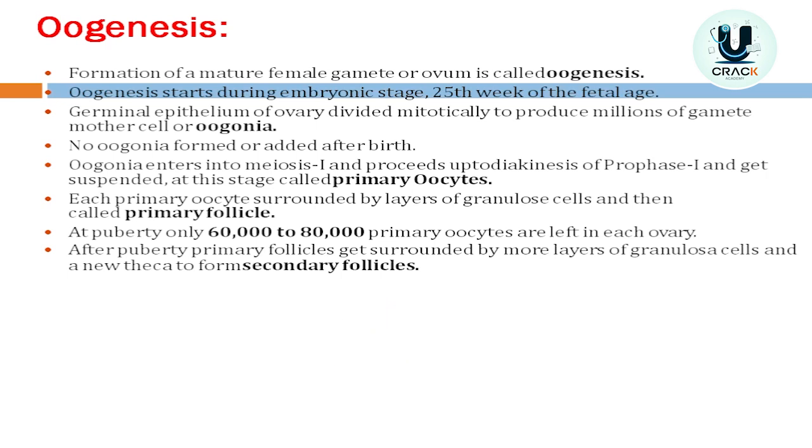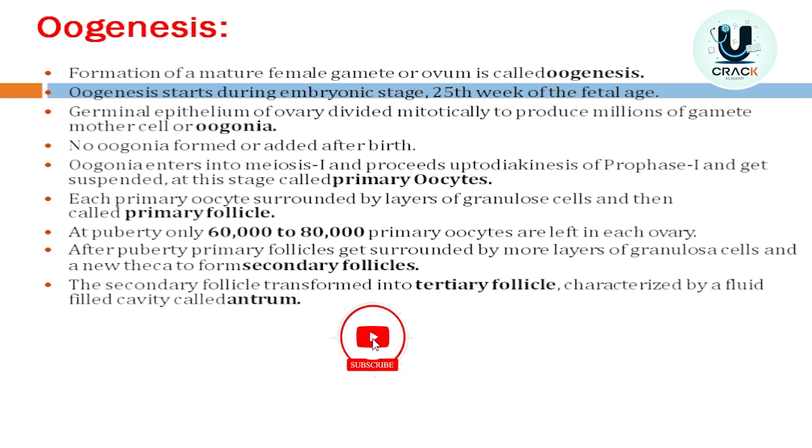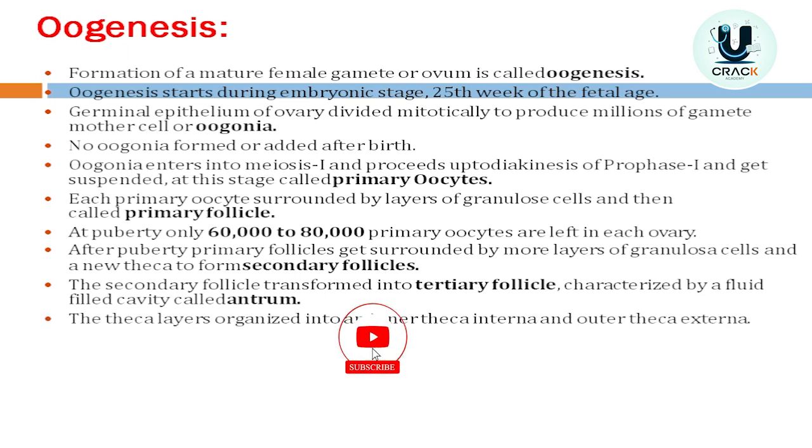After puberty, primary follicles get surrounded by more layers of granulosa cells and also a new theca to form secondary follicles. The secondary follicle transforms into the tertiary follicle. Primary leads to secondary, secondary leads to tertiary. In the tertiary follicle, a fluid-filled cavity called the antrum forms. The theca layer is organized into inner theca interna and outer theca externa.